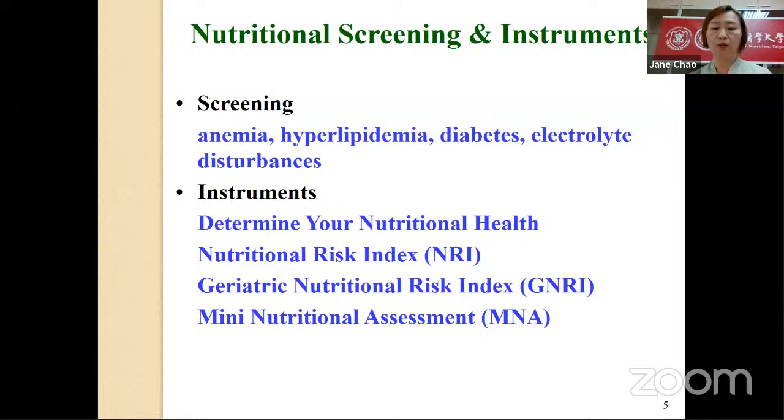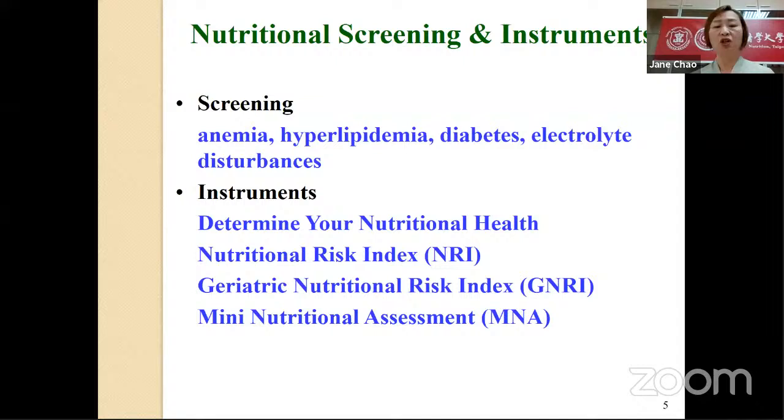Geriatric Nutritional Risk Index, abbreviated as GNRI. You can see this Nutritional Risk Index is different from the Nutritional Risk Index I just talked about previously. This one is specially for the elderly. You can see the title of the Nutritional Risk Index is geriatric. Geriatric means elderly. So this Nutritional Risk Index is especially designed for the elderly. But this instrument is different from the instruments I just mentioned above.